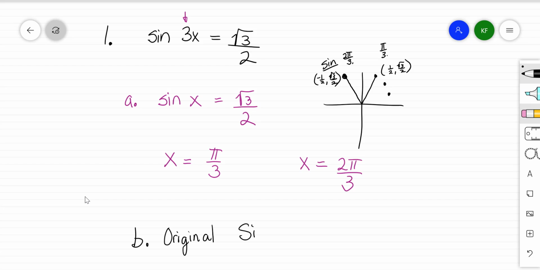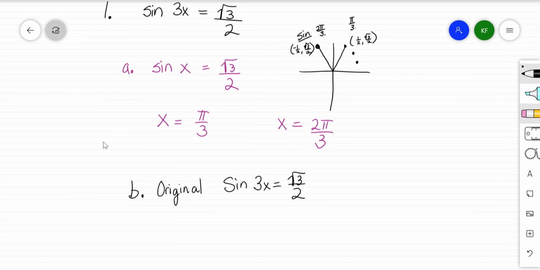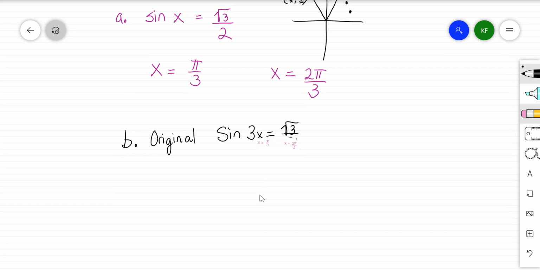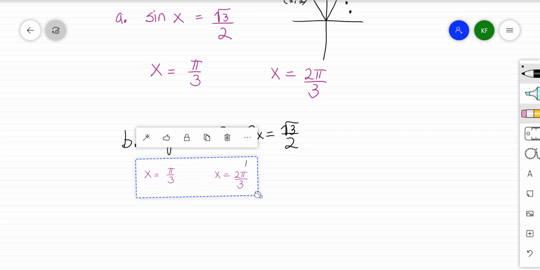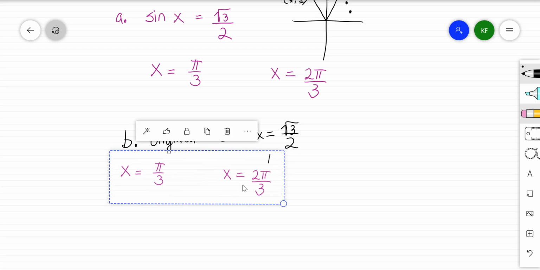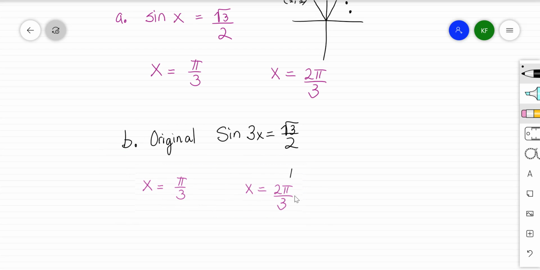And I have sine of 3x is equal to the square root of 3 over 2. So I'm going to steal what I did in the top and just transfer it into the bottom. And so what we're going to do here is take this 3 right here and write it in front of the x's because that's really what we have. We have triple angle.